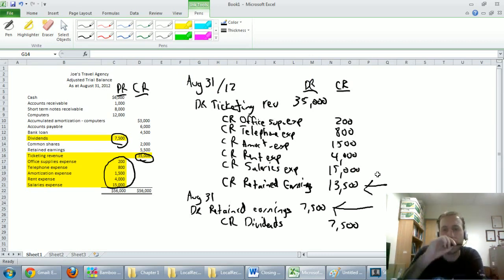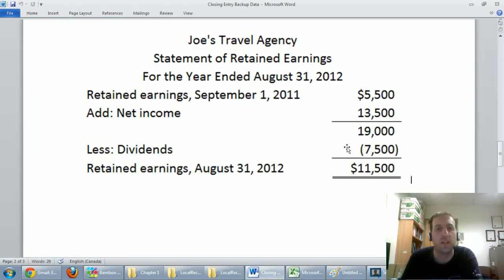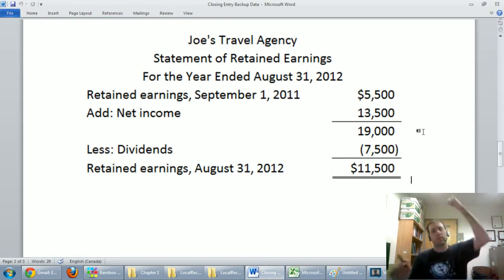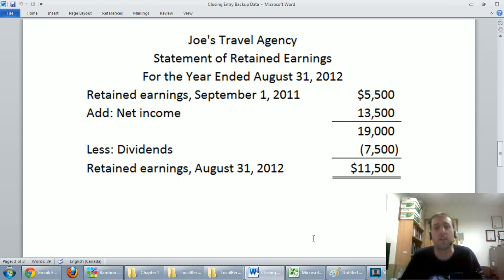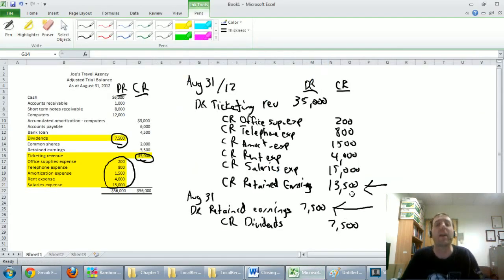You can see the first journal entry is all about revenues and expenses, making revenues and expenses zero through retained earnings. And now we're capturing what we had said in our statement of retained earnings. We said retained earnings has got to go up because of the net income of the company. The net income was $13,500. Retained earnings has got to go up by $13,500. And now we've done a journal entry to make it so. We've done a journal entry to make it happen.